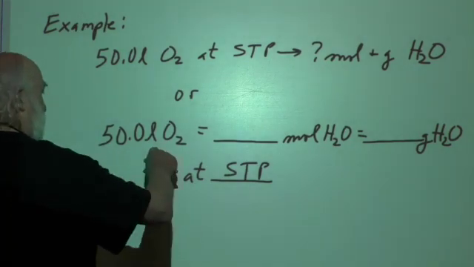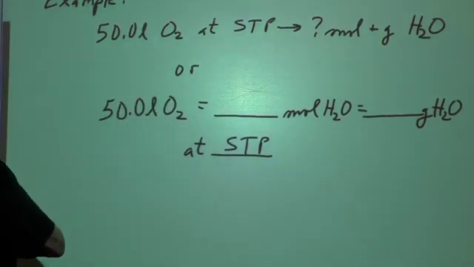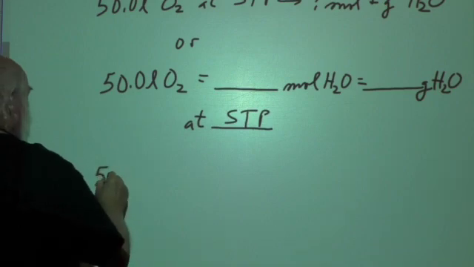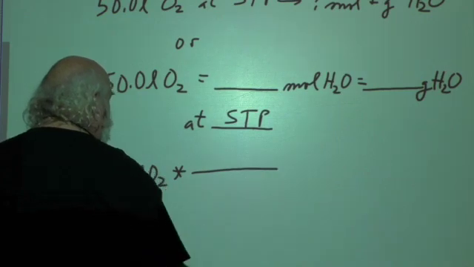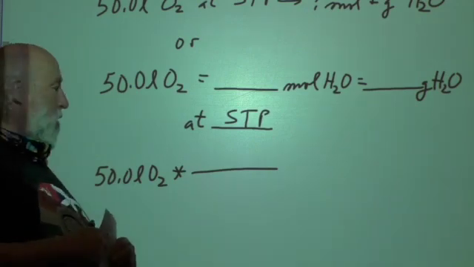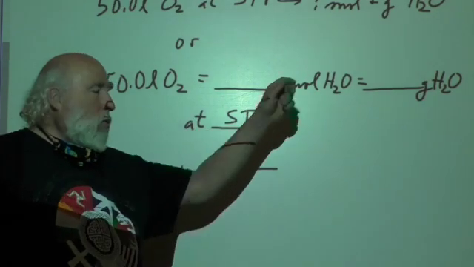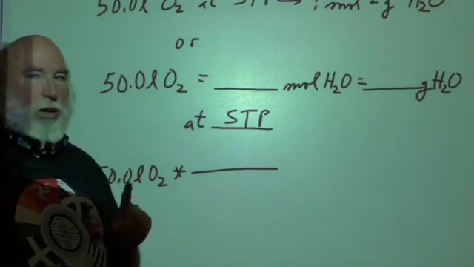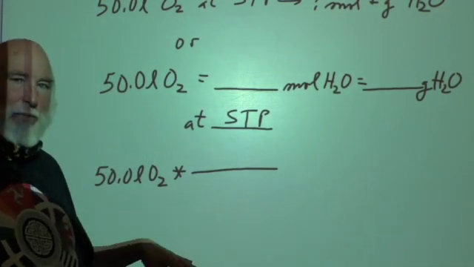So, let's take this first problem we have written down here as an interpretation of what we have up there. We have 50.0 liters of oxygen times a fraction line. And I want to change liters of oxygen over to moles of water. The problem here is that I'm converting two things in the label: liters to moles, and then oxygen to water. I can only change one part of the label in each step.